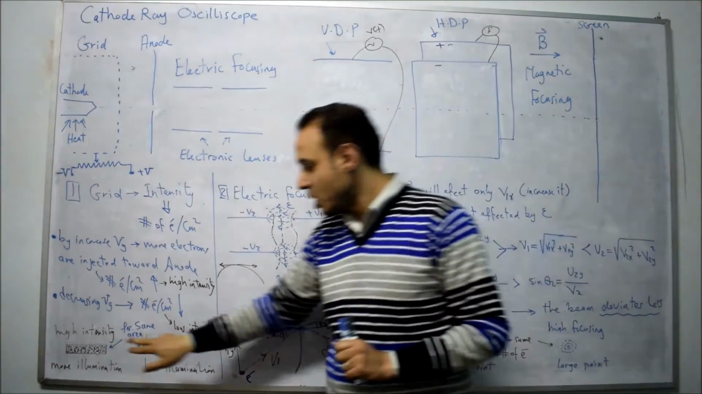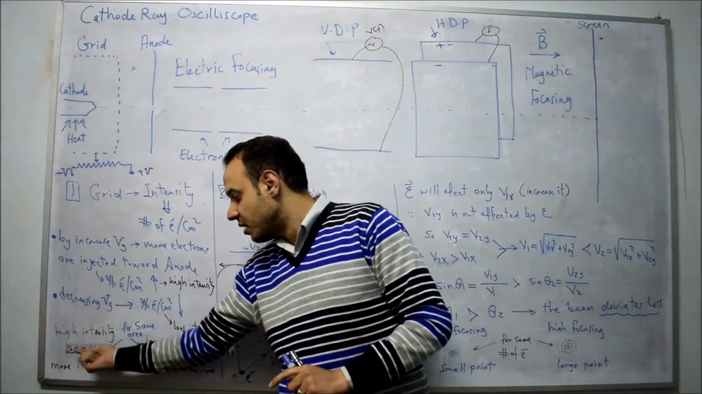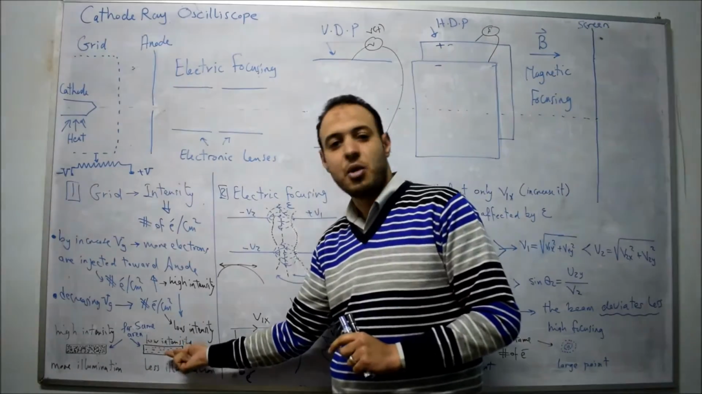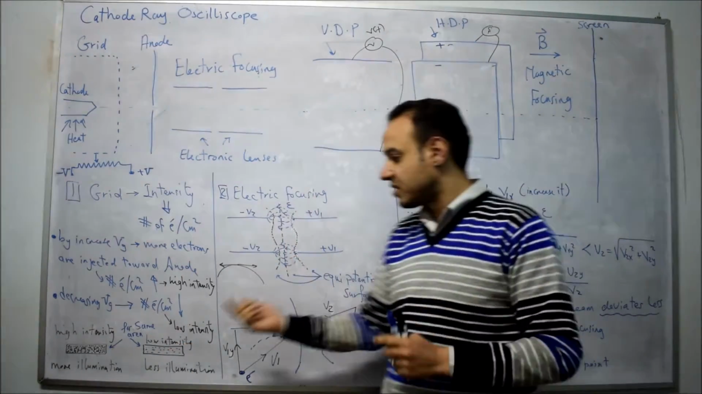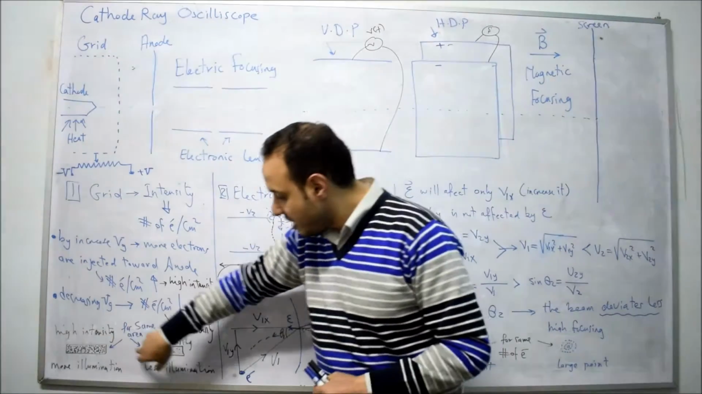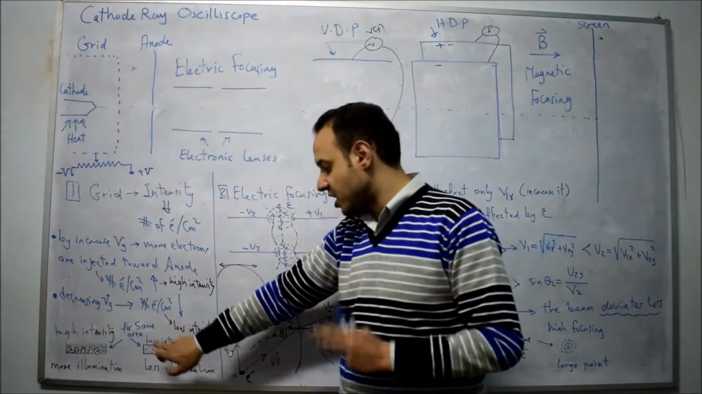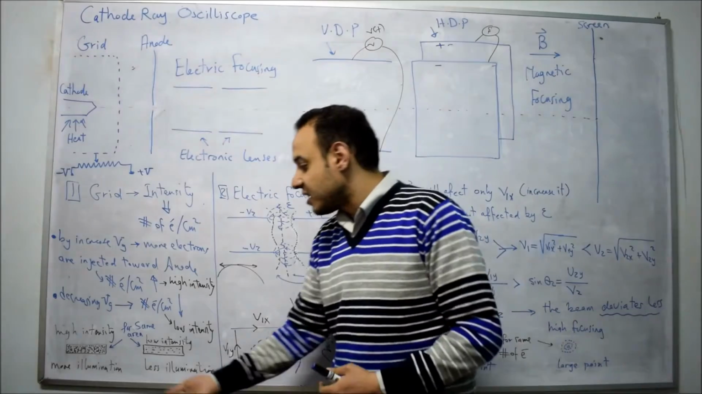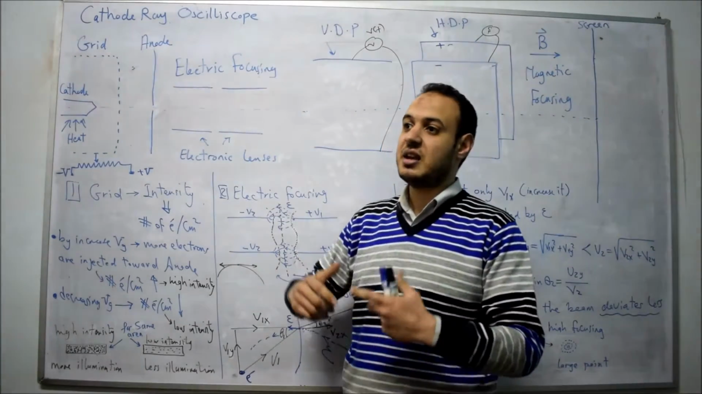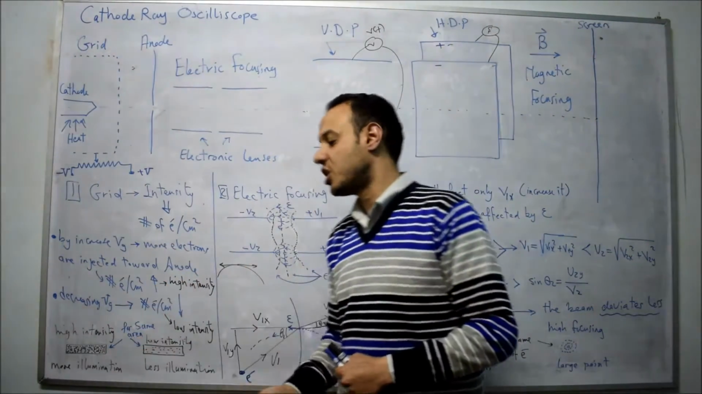For example, for the same area here, let's assume some area on the screen. In this area, a large number of electrons hit the screen, and in this area, a smaller number of electrons hit the screen. So we can say that the intensity here is higher than the intensity in this region. For the same area, we have a higher number of electrons here than in this area. So we can conclude that there is more illumination in this area than this area. I mean, the drawing is much clearer because the number of electrons hitting the screen is much larger than in this case.